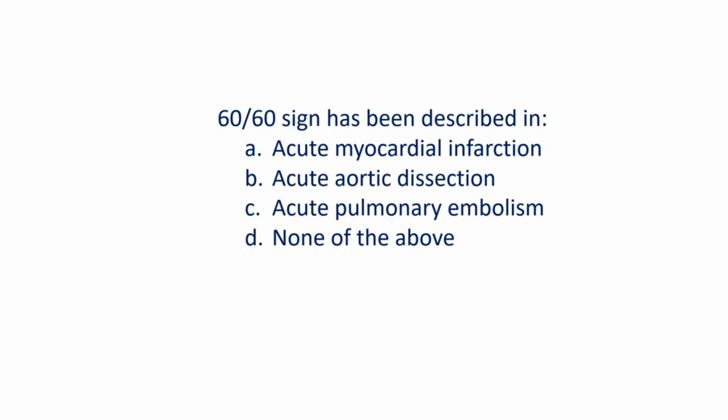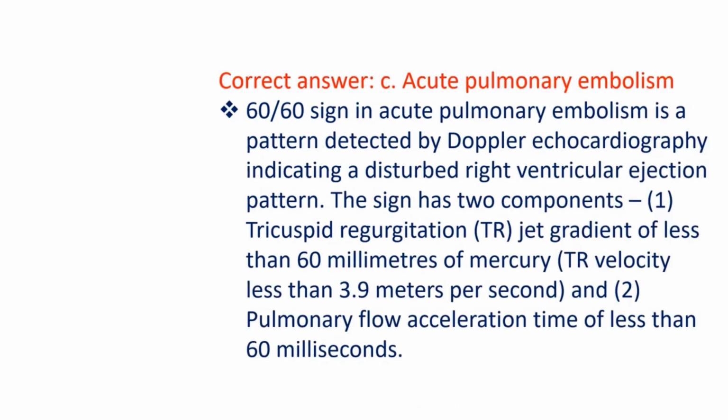60/60 sign has been described in A. Acute myocardial infarction, B. Aortic dissection, C. Acute pulmonary embolism, D. None of the above. Correct answer C. Acute pulmonary embolism. 60/60 sign in acute pulmonary embolism is a pattern detected by Doppler echocardiography indicating a disturbed right ventricular ejection pattern.